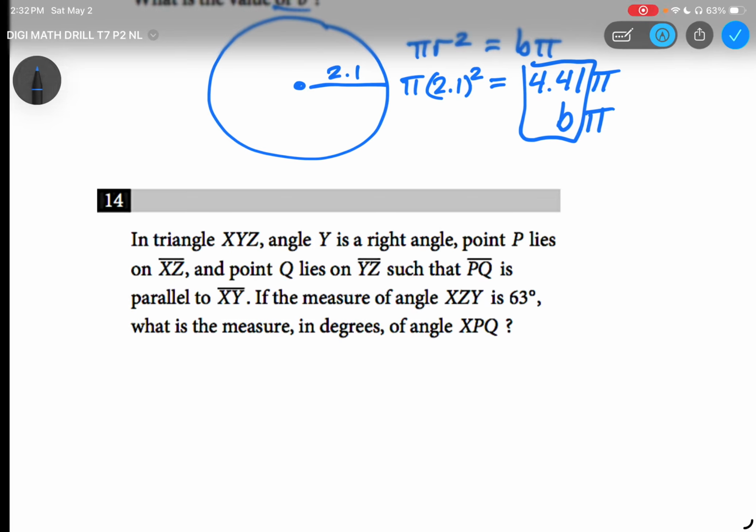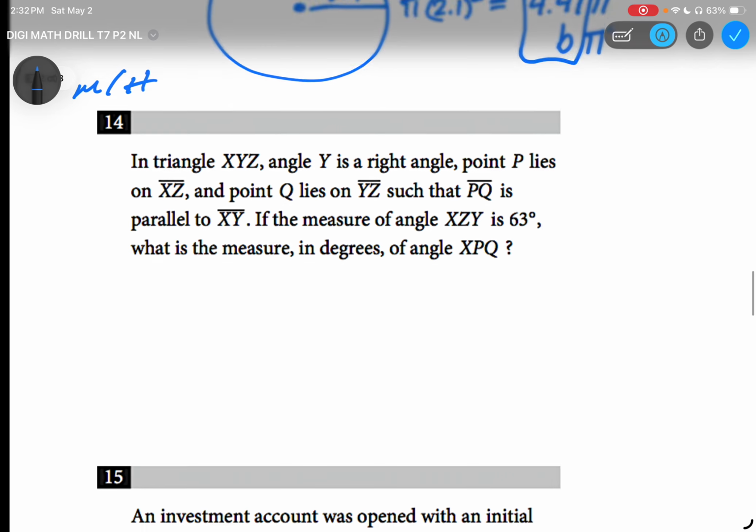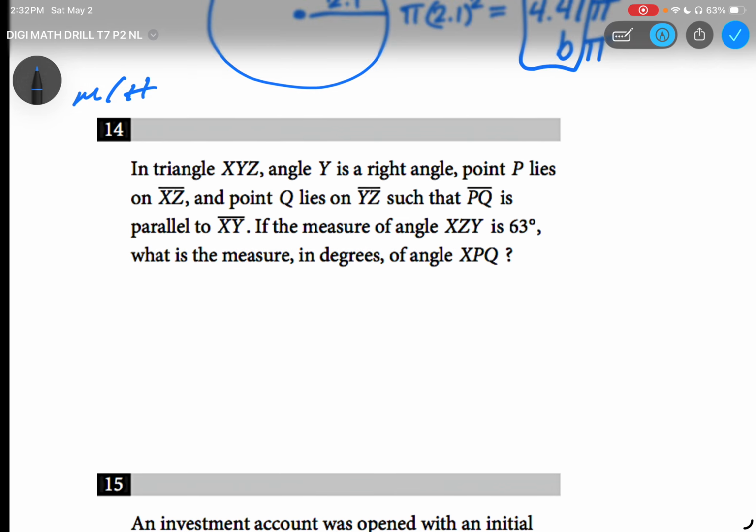Question number 14. Easy, medium, hard. Now, if it's a digital exam, you're going to be in the borderline of medium and hard. But if it's a paper-based test, you're still going to be in the medium level questions. But this is qualified for either medium or hard. Notice no image is given to you, and we're dealing with geometry in triangle XYZ.